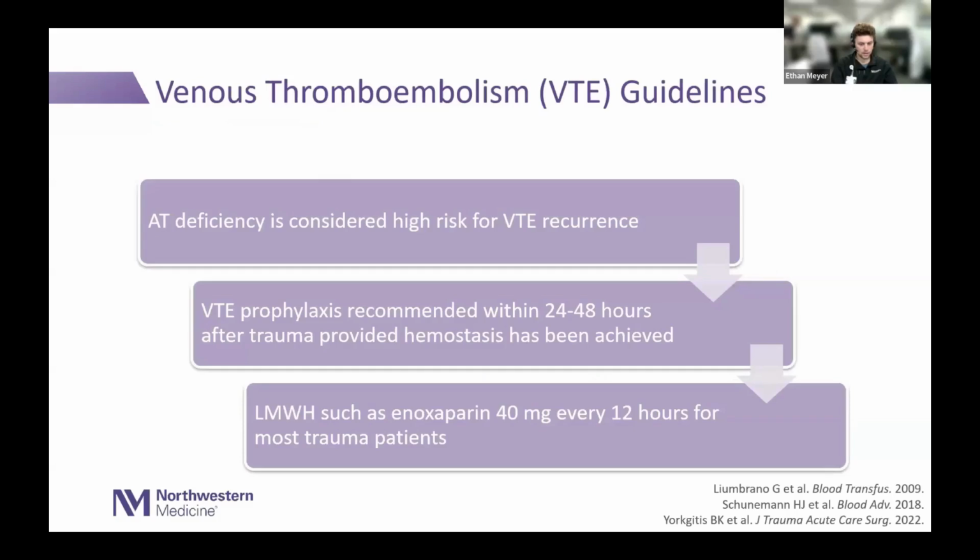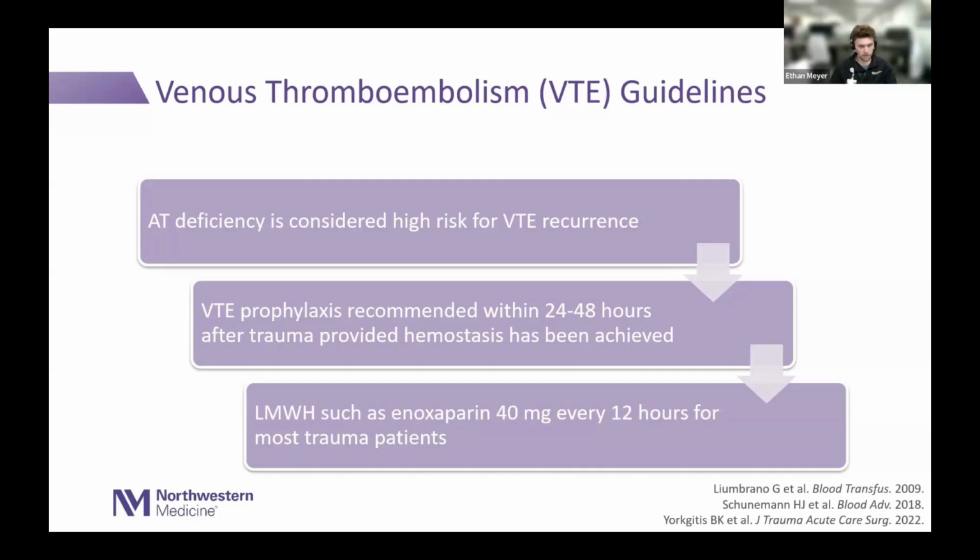So I have a conglomeration of trauma surgery and hematology guidelines that I looked through, and a few recommendations called out from those various guidelines were that antithrombin deficiency is considered high risk for VTE recurrence. And VTE prophylaxis is recommended within 24 to 48 hours after trauma, provided that hemostasis has been achieved and it's safe to start.